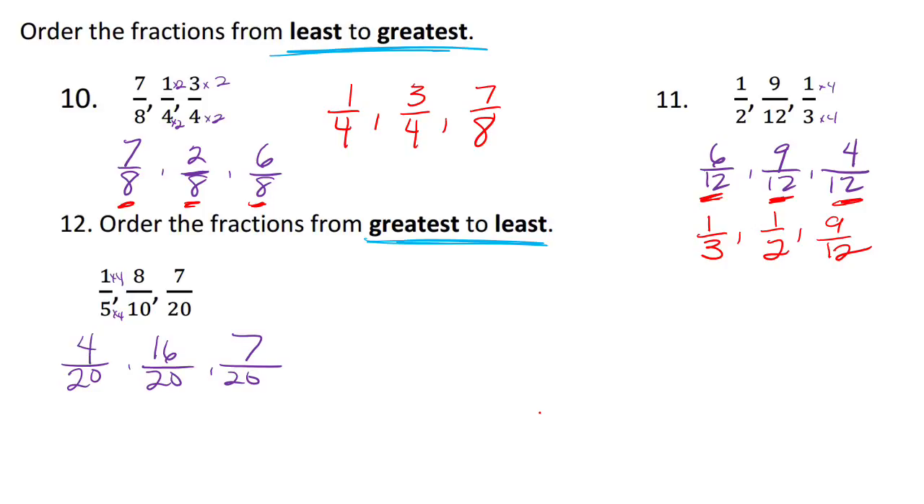So our job is greatest to least. So we find the biggest numerator, which is 16/20. And we're going to rewrite that using the original format of 8/10. Next up is 7/20. And that's written as 7/20. And last but not least is 4/20. That's written as 1/5. So we just ordered our fractions from greatest to least using common denominators.